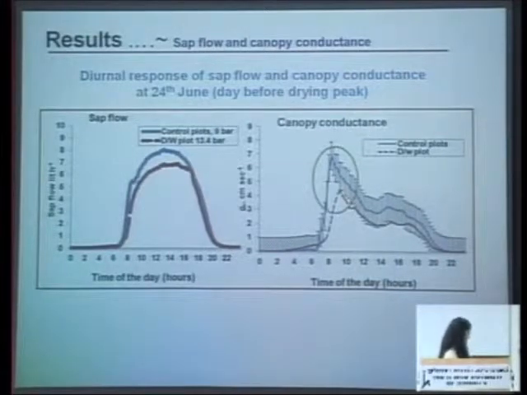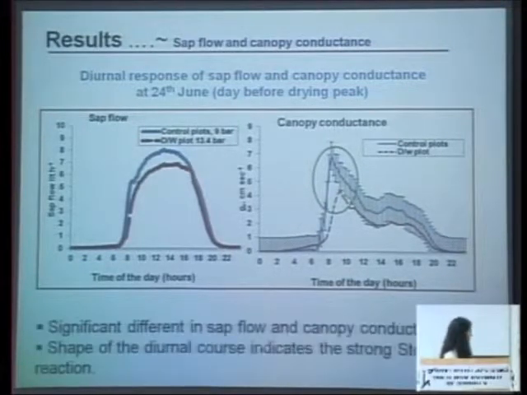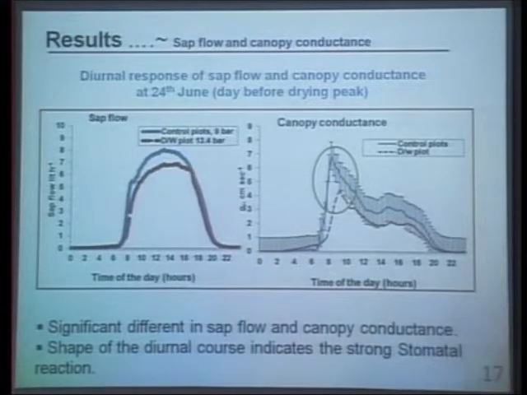And the stem water potential in the drying plot we observed was 14 bar, meaning a decrease in stem water potential, while in the control plot we found 9 bar. From this we observed a significant decrease in sap flow and canopy conductance. We found that sap flow was high in the middle of the day, but canopy conductance was high in the beginning. From this it is clear that the stomata reaction has a strong effect on the sap flow.